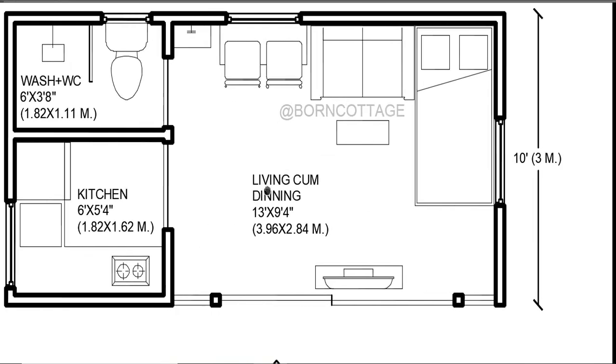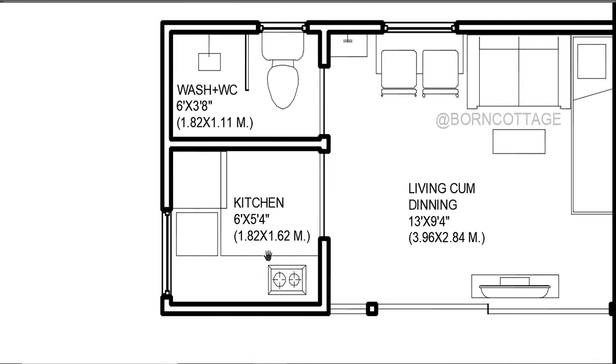And after that we'll go on the left side. So we have the kitchen area. You can see here the kitchen cabinet with burner, sink and refrigerator arrangement. And also we have a large size window for ventilation of the kitchen area.